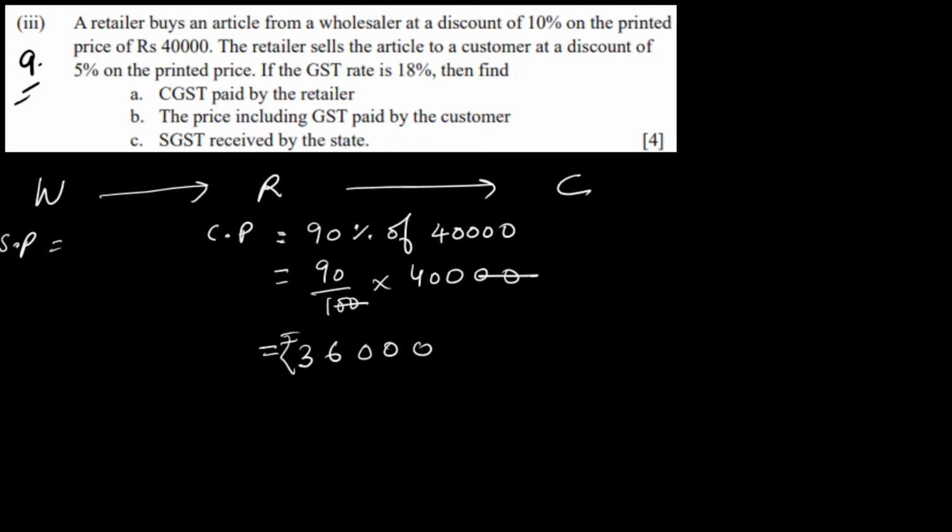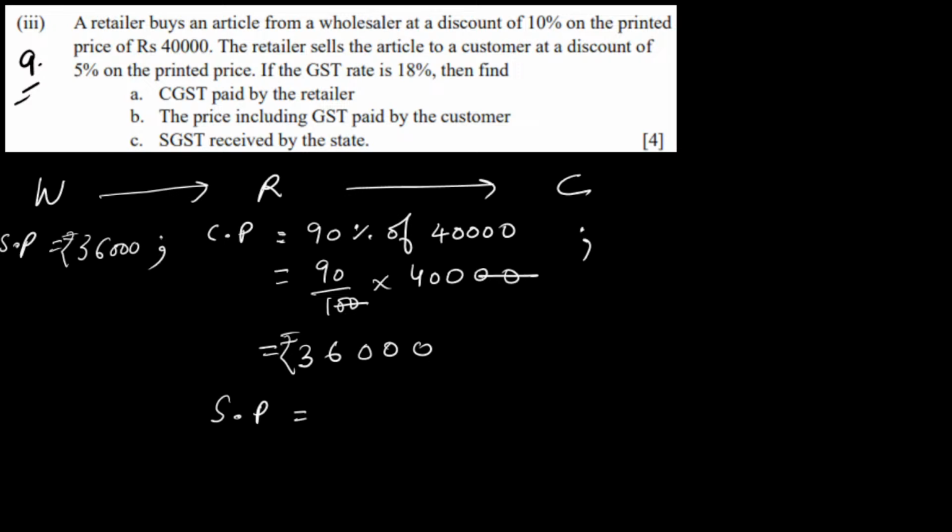So the cost price for the retailer is 36,000, and the same is the selling price for the wholesaler. The retailer sells the article to a customer at a discount of 5%, so the selling price for this person you can also write. Now the retailer is selling to the customer at a discount of 5% on the printed price.